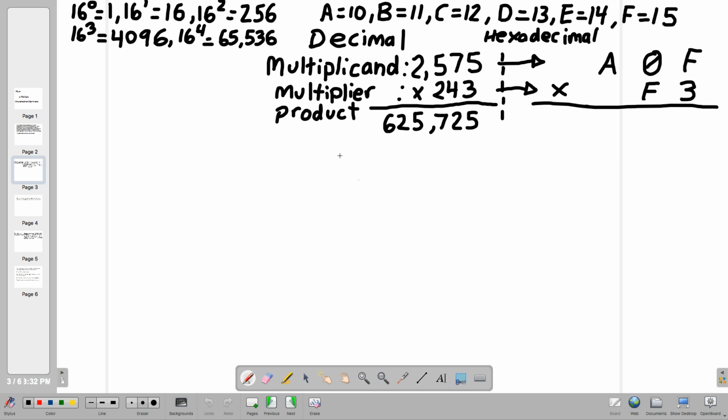So let's look at the notes at the top first. At the left, I have 16 to the 0 power equals 1. 16 to the first power equals 16. 16 to the second power equals 256. 16 to the third power equals 4096. 16 to the fourth power equals 65,536. This is going to become helpful.